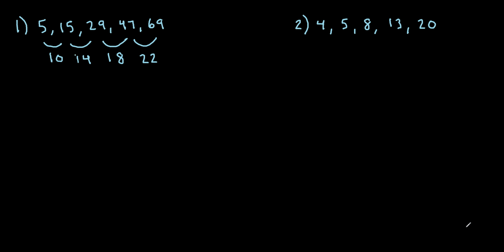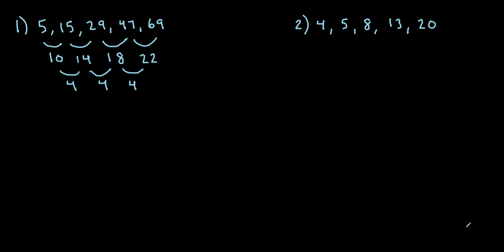Now what we do is we find the second difference. So to go from 10 to 14, what do we have to do? We would have to add 4. Now to go from 14 to 18, what do we have to do? We would have to add 4. And to go from 18 to 22, we would have to add 4. Now if you do this correctly, all of these numbers in this second difference row should be the same, and they are. So this is a telltale sign that this sequence is a quadratic sequence.